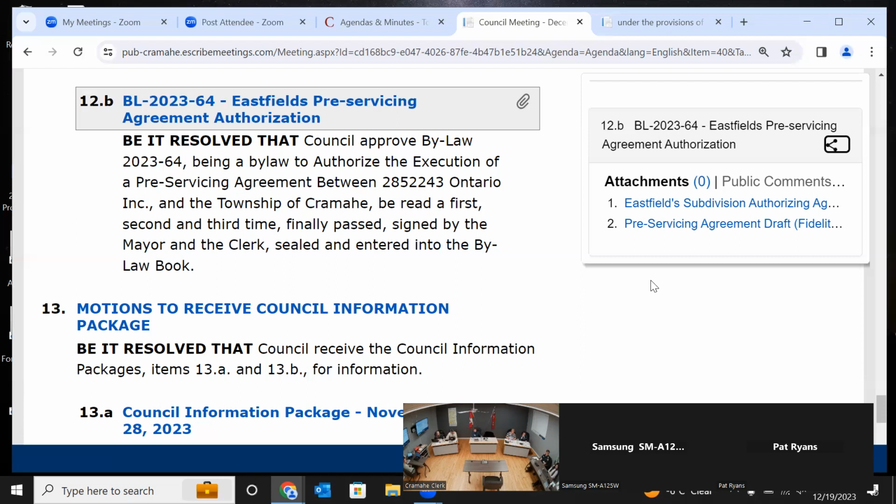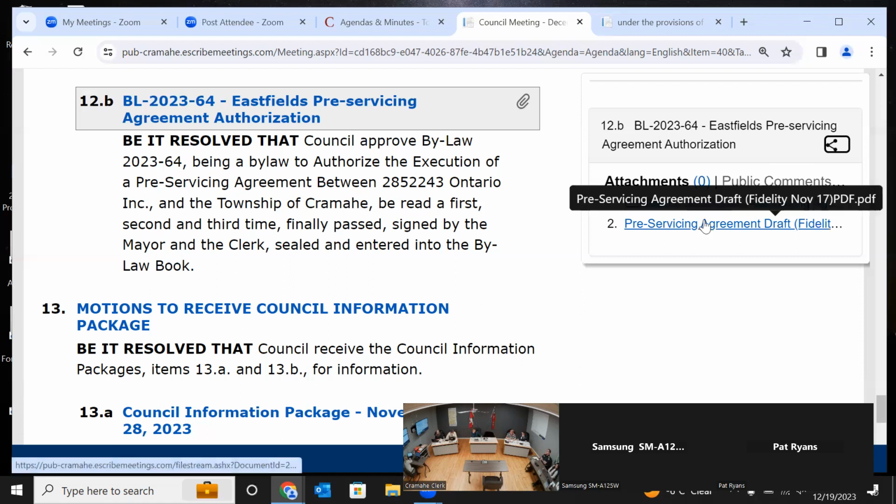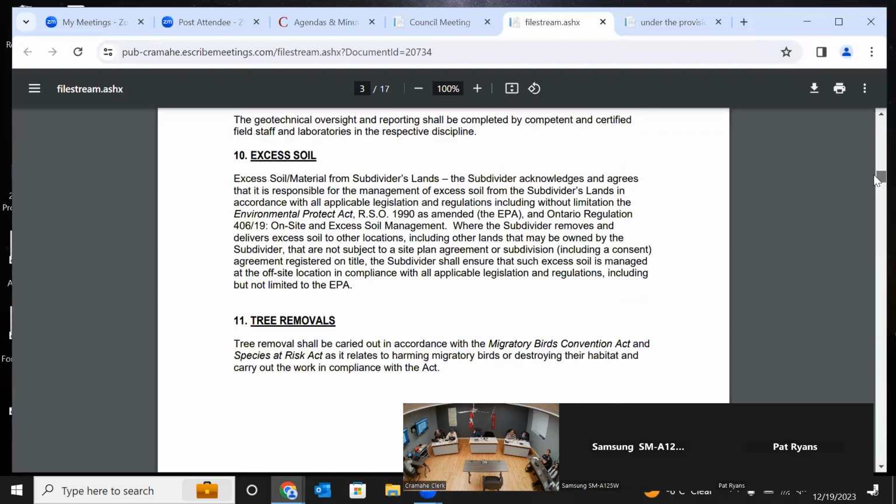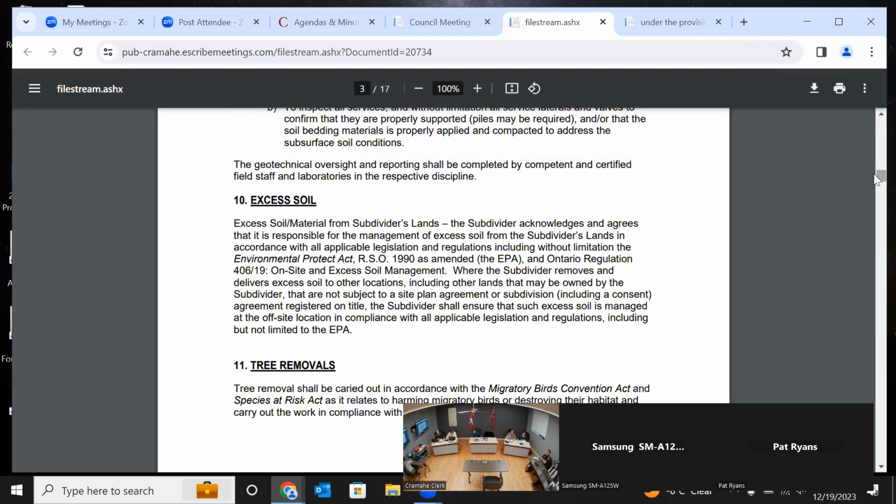Through you, Madam Mayor, to members of council, I'm sorry, we went from this to a different site. I'm confused. So when I look at this in the excess soil in number 10, the subdivider removes, delivers excess soil to other locations, including other lands that may be owned by the subdivider. Well, the subdivider is number whatever, which I can say his name because it's there, it's Fidelity.